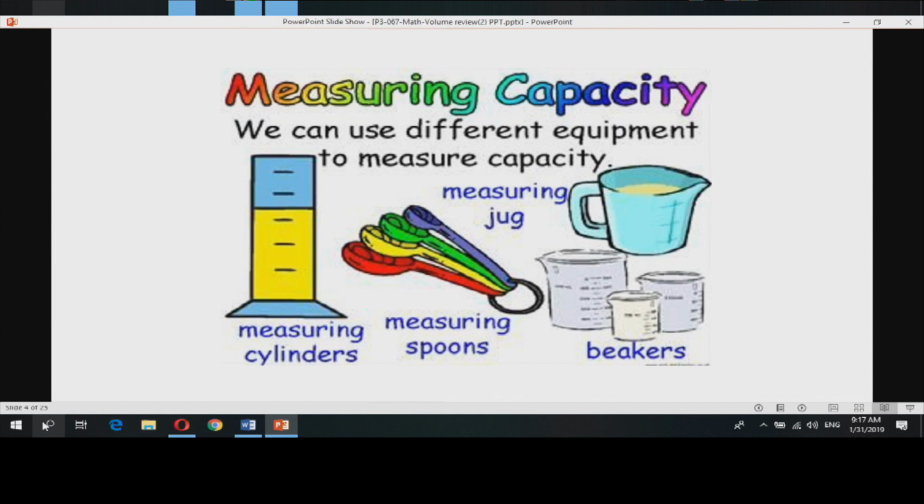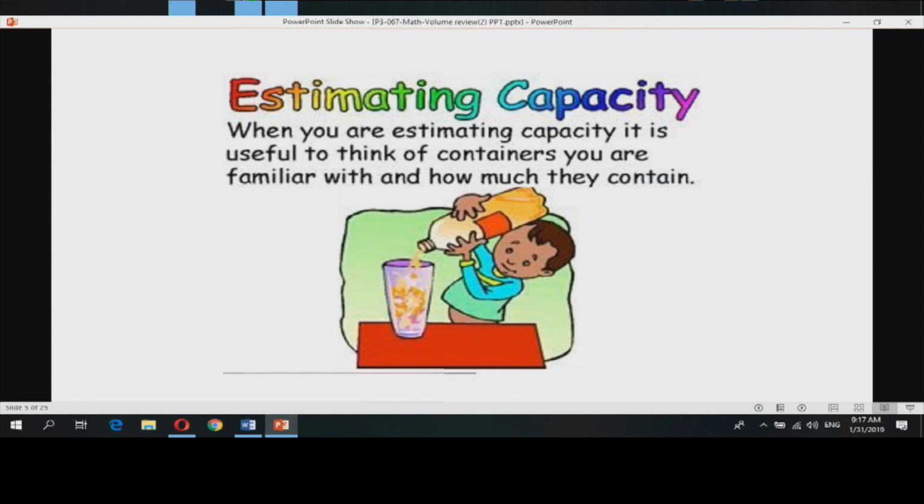Measuring capacity. We can use different equipment to measure capacity. Measuring cylinders. Measuring spoons. Measuring jug. And beakers. Or estimating capacity.